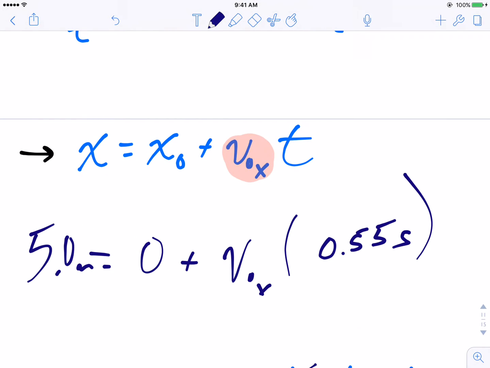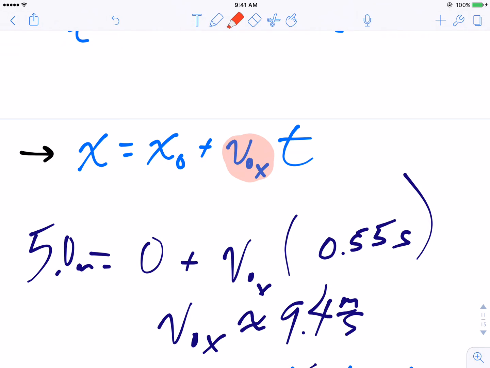But anyways, we get v_ox to be about 9.4 meters per second. Fascinating. And that is the starting velocity of the dart because there was no initial velocity on the y-axis, and we are done.